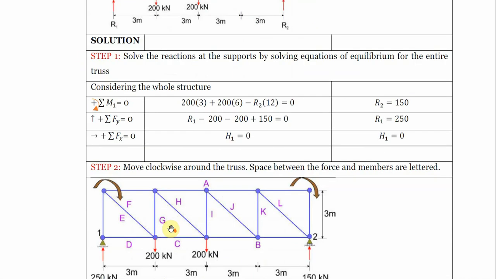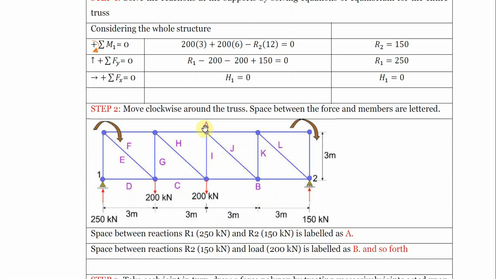So the next thing is that we move clockwise around the truss, and spaces between the forces and members are lettered. What I am trying to say is that we label letters in between all the members. Let's say we take this side as point A, from this support to this support, the whole place here as point A. Then the next one is we have a support, we have point B, we have another one, point C, we have another one, point D, like that. Then in between we label them. If we have E here, we have F, G, H, I, J, K, L.